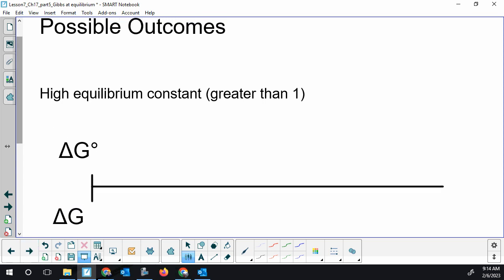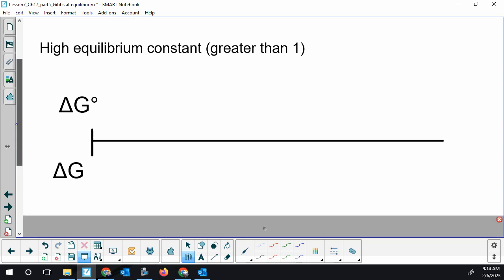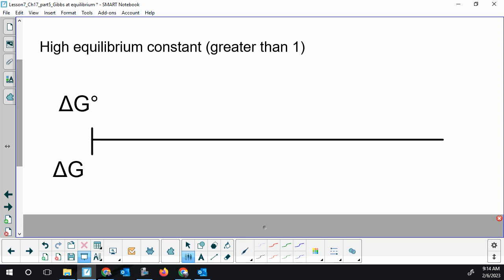Okay, so we're going to look at two possible outcomes: if you have a really high equilibrium constant, so much greater than 1, and then below we'll look at small equilibrium constants. I'm going to color code this, so if you do have multiple colors, it can be handy to make the positive values one color and the negative another, but you certainly don't have to. This number line is going to be a percent reaction, and I'll talk about the delta G standard and delta G at that particular point.